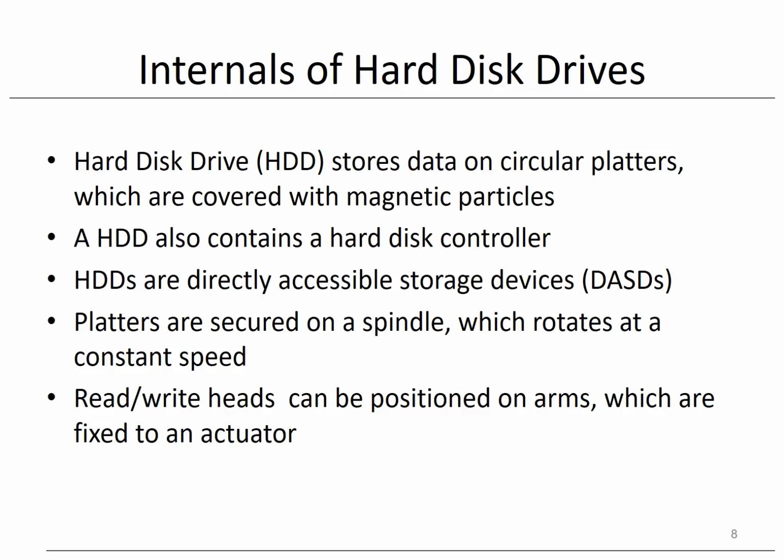Hard disk drives are directly accessible storage devices, DASDs, which means that every location on a platter should be individually addressable and directly reachable to access its content. Since a platter is two-dimensional, movement in two dimensions should be supported by the hard disk drive's mechanicals. The first dimension of movement is disk rotation. For that purpose, the platters, or sometimes only a single platter, are secured on a spindle, which rotates at a constant speed.